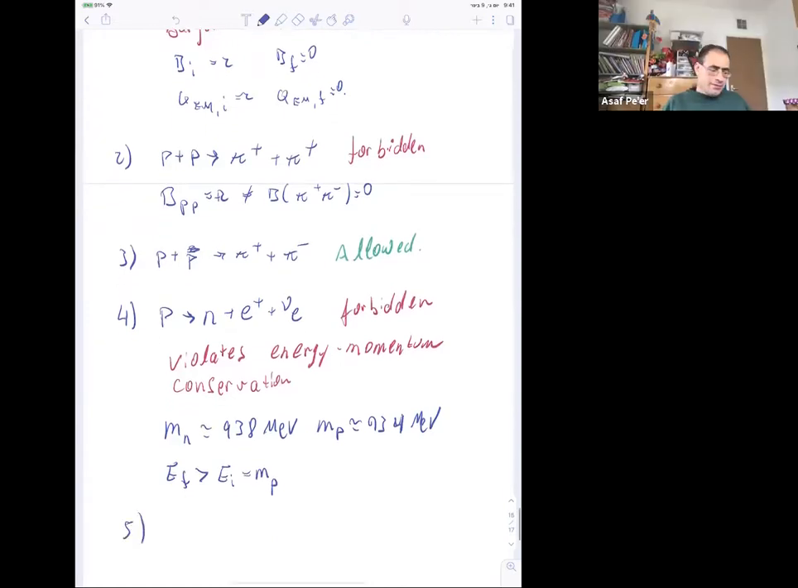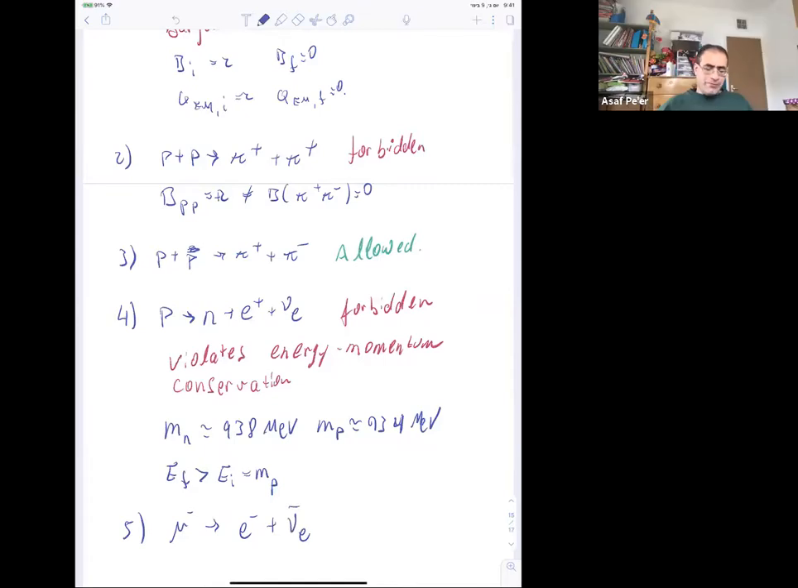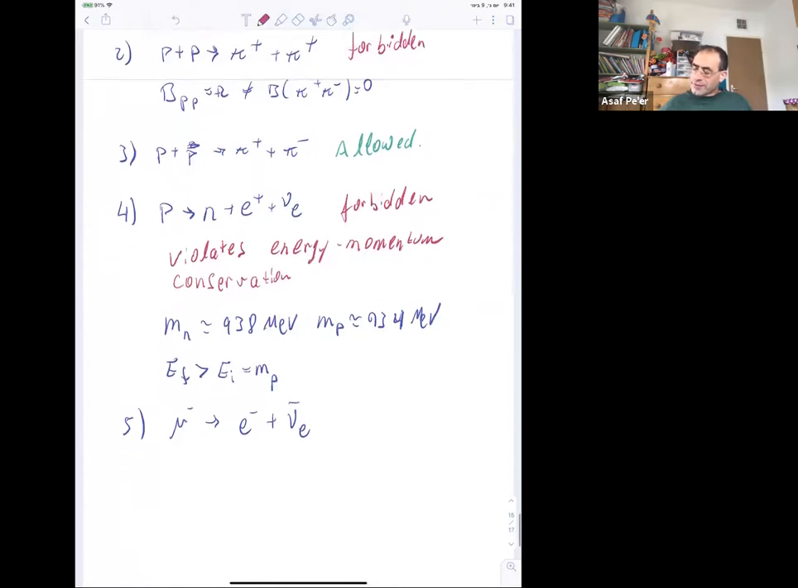Okay, let's proceed. What about the muon decaying to an electron and an electron antineutrino? Allowed or forbidden? Forbidden. Why? Generation number? Very good. Lepton number and lepton family number. It violates two things. This is forbidden. It violates both lepton number and lepton family number.